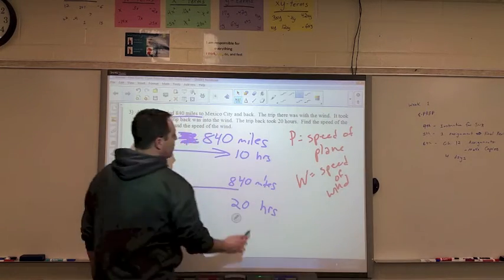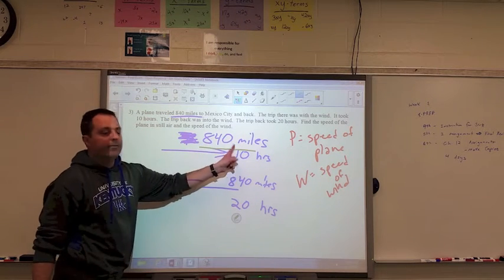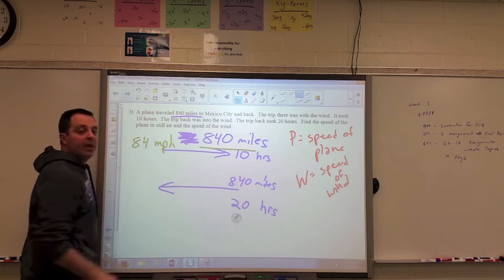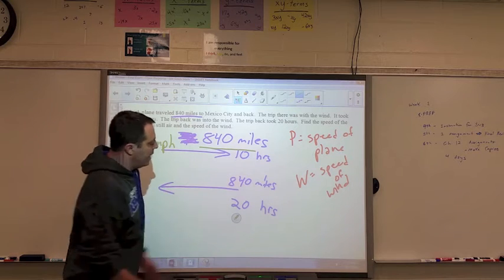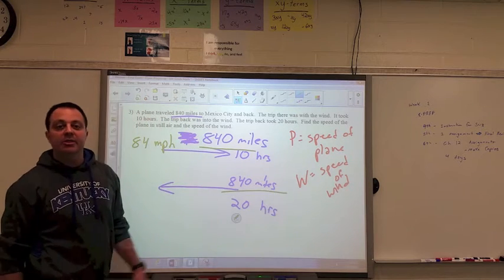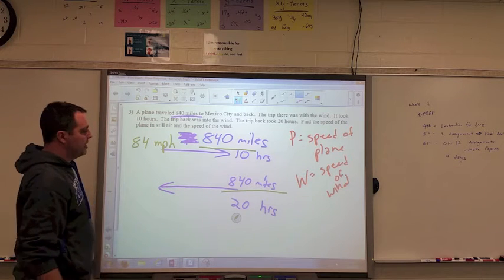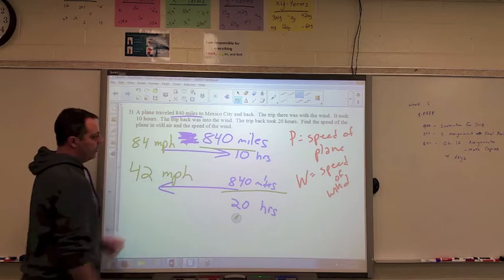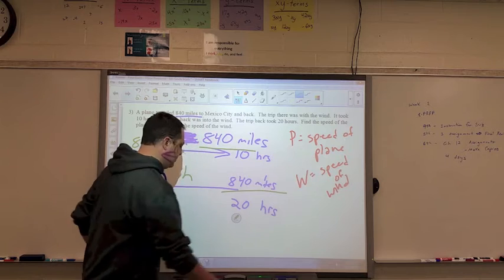So on the way there, we're going how many miles per hour? We just divide. 840 divided by 10, or 84 miles per hour. That's kind of a slow plane, but that's how fast we were going. On the way back, we're going a little bit slower because the wind is against us. So 840 divided by 20, that's 42 miles per hour. Now we have speed, and we can figure out the speed of the plane and the speed of the wind.